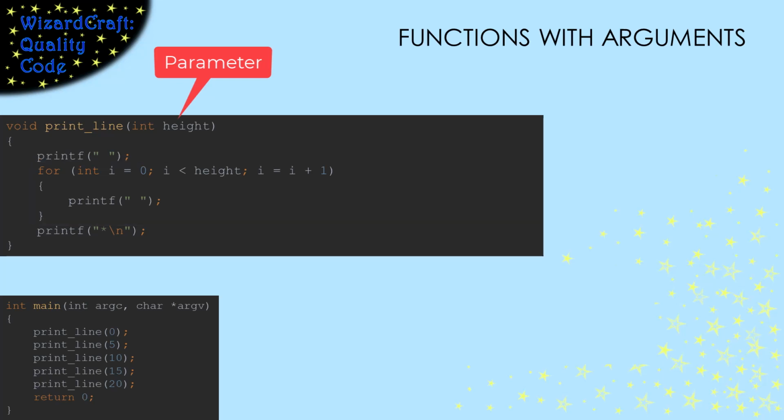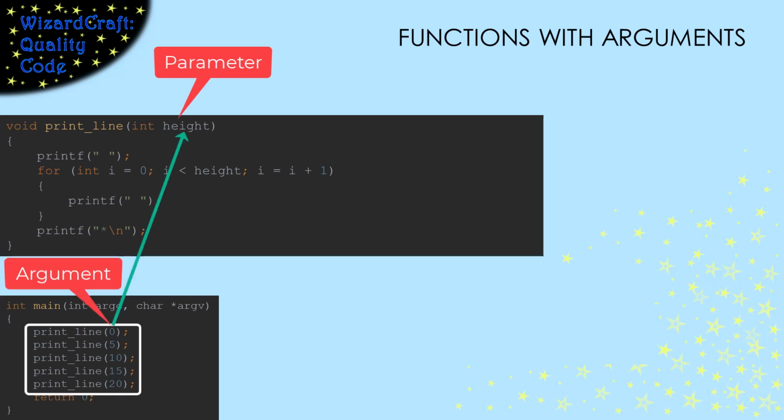Now, let's look at how we're using printLine in our main function. Like before, I call the function by using its name followed by parentheses. However, this time, I put a value inside those parentheses. That is the value that I want to put into height for each of the calls. That value is called the argument, and putting it there essentially tells the machine, store this value into height, and then execute the code in printLine.